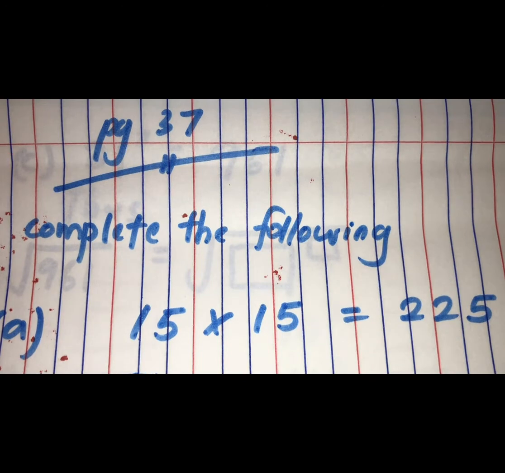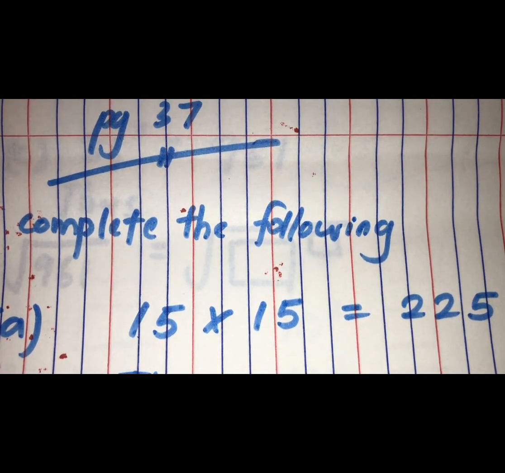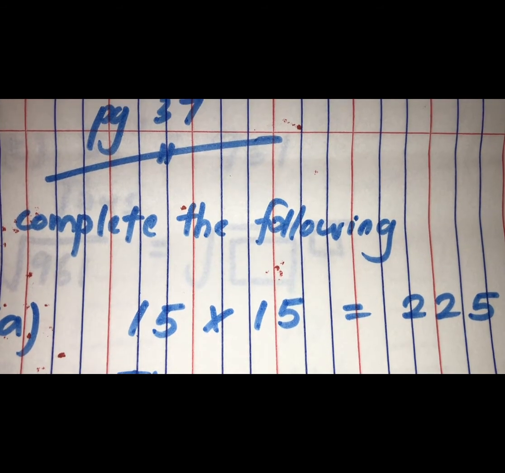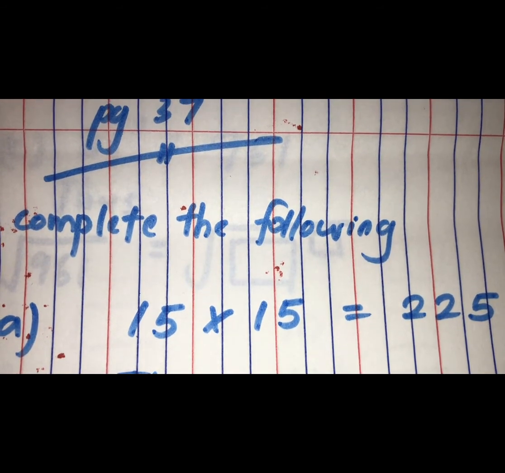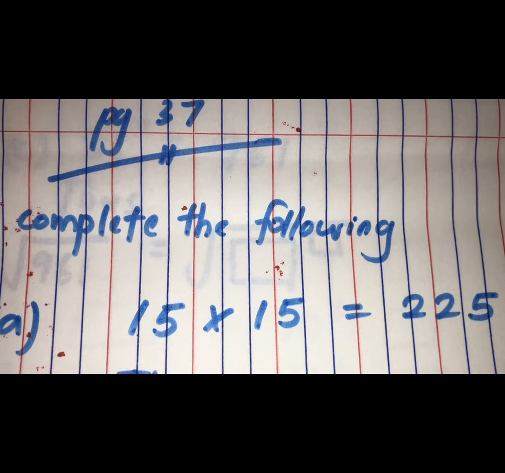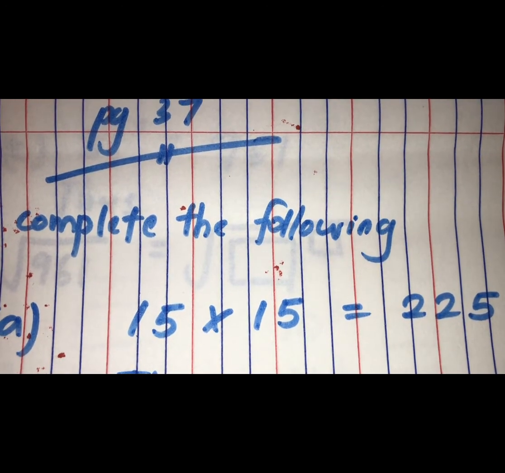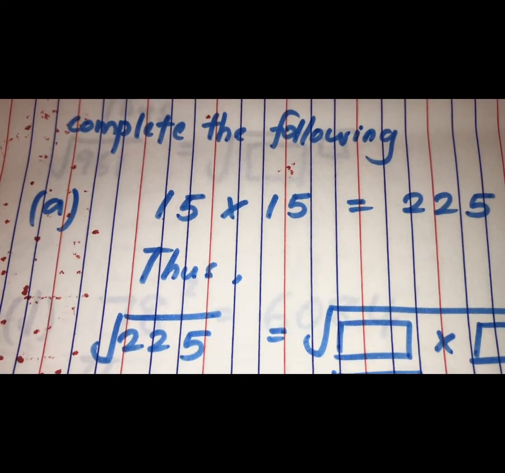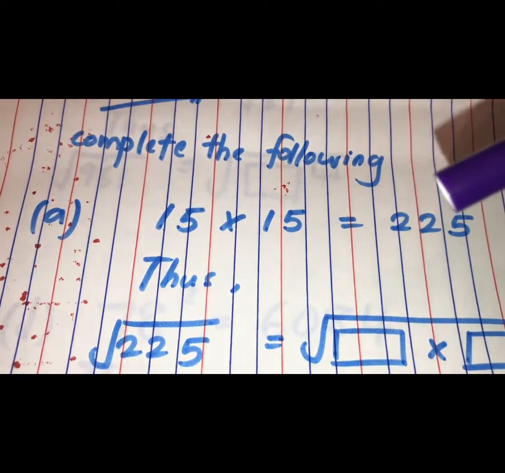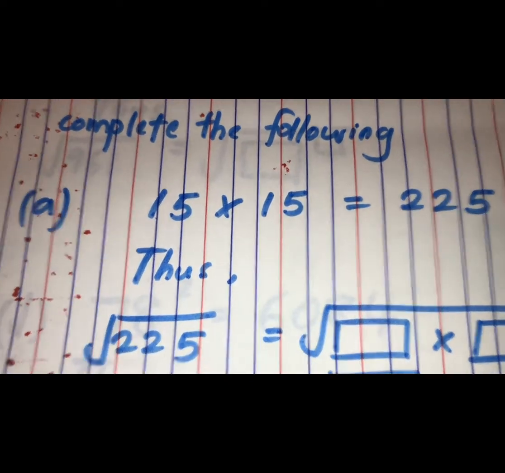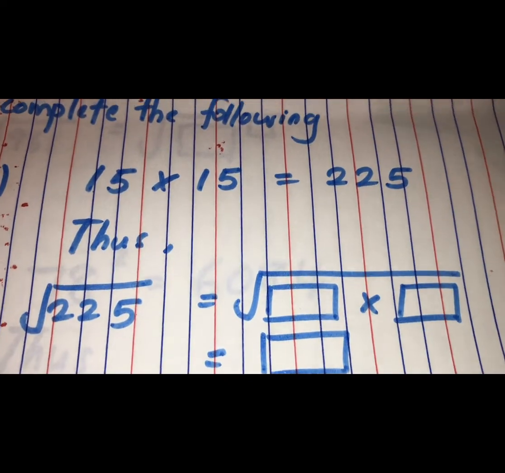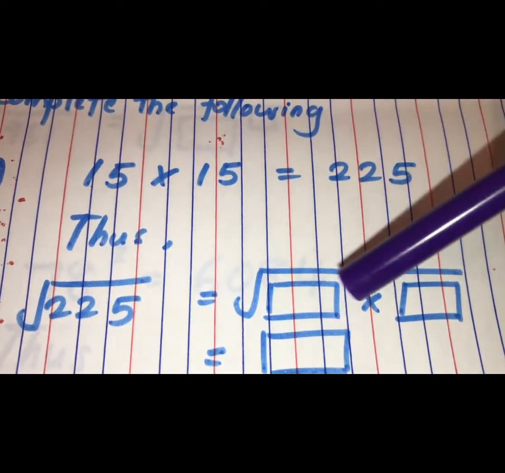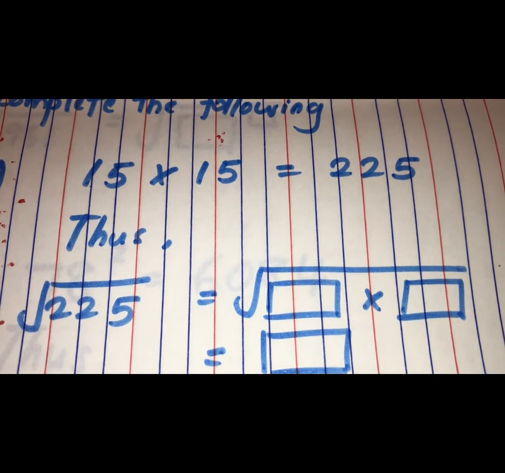Okay, now continue on page 37 of the workbook. Refer to page 37, question 3. Complete each of the following. Okay, just now I asked you to memorize the perfect squares, right? 1 square until 25 square. Okay, now, like this, the question already gives you 15 times 15 equals 225. Thus, the square root of 225, when you square root this value, equals the square root of 15 times 15. Okay, complete this one.